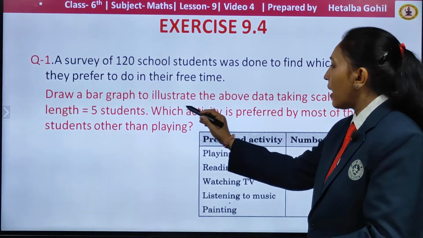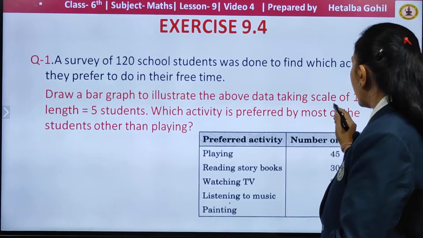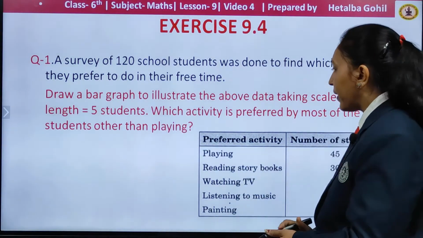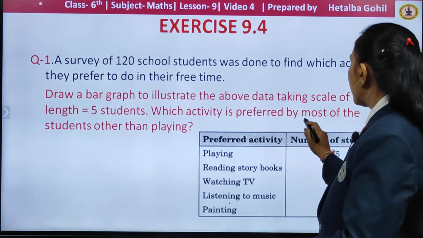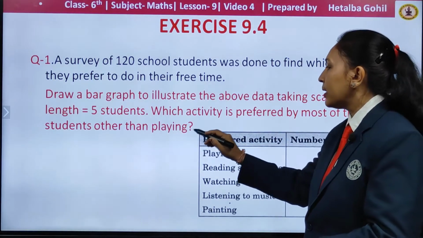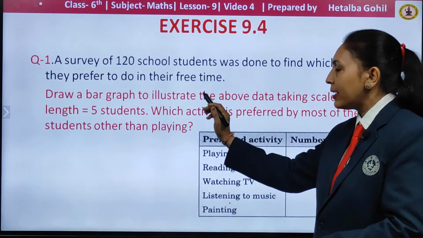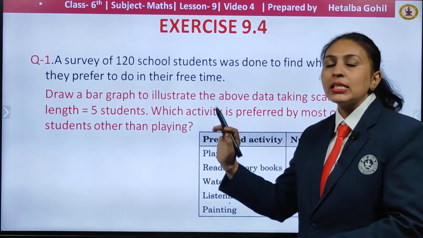Draw a bar graph to illustrate the above data taking a scale of 1 unit length equal to 5 students. The scale is also given. Which activity is preferred by most of the students other than playing? So, we have to answer one question, and we have to draw the bar graph using the given scale here.